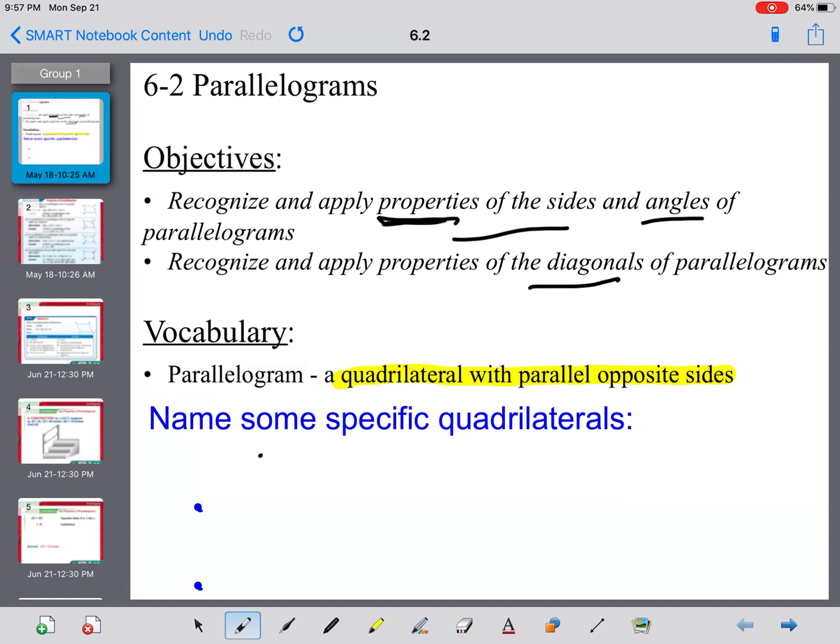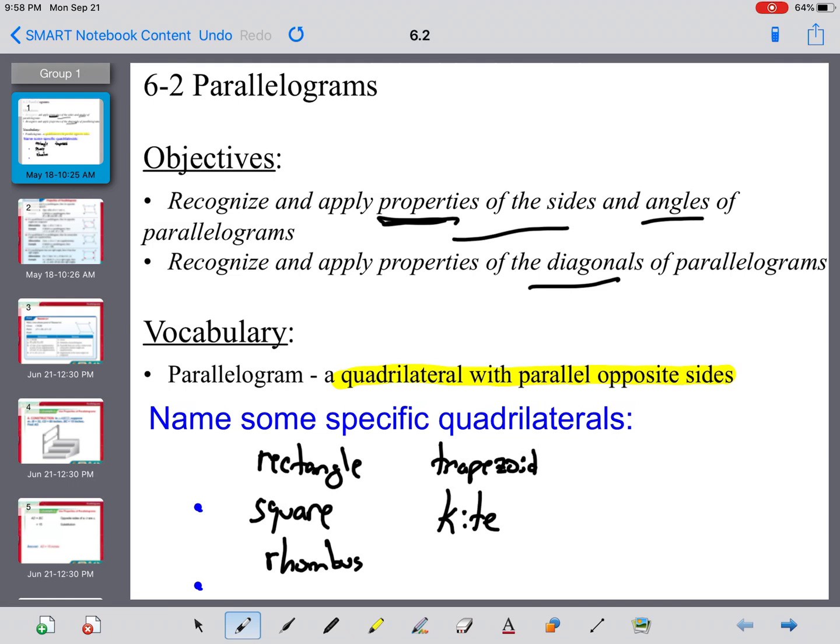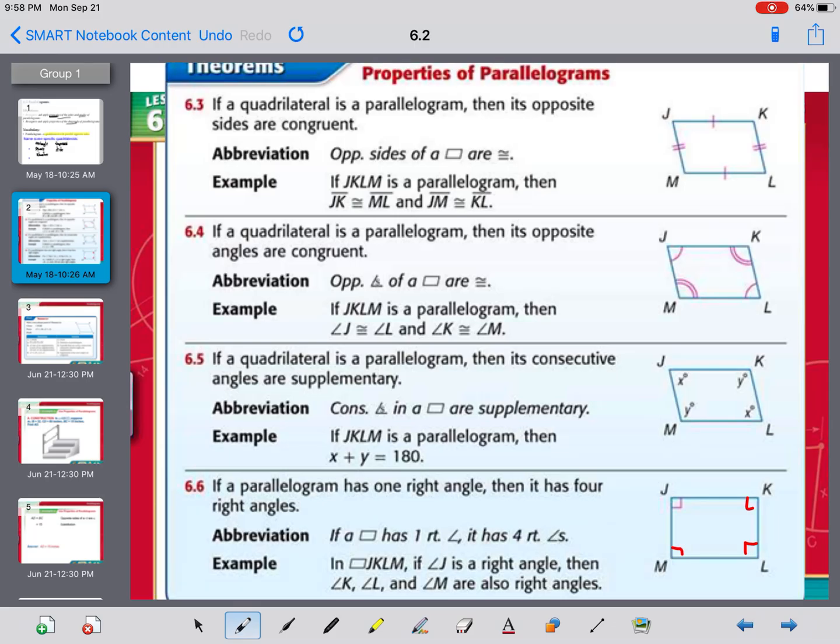I've got a little thing down here in blue. It says name some specific quadrilaterals. In the previous lesson, we mentioned rectangle. That's a special type of quadrilateral. A square, which is a special type of rectangle. It's a special type of quadrilateral. We mentioned parallelogram, which is what we have here in this lesson. We mentioned rhombus. We mentioned trapezoid. Those are four-sided figures, quadrilaterals. And we mentioned a kite. We'll actually be talking about that later in the chapter. So those are just some special types of quadrilaterals that come to mind.